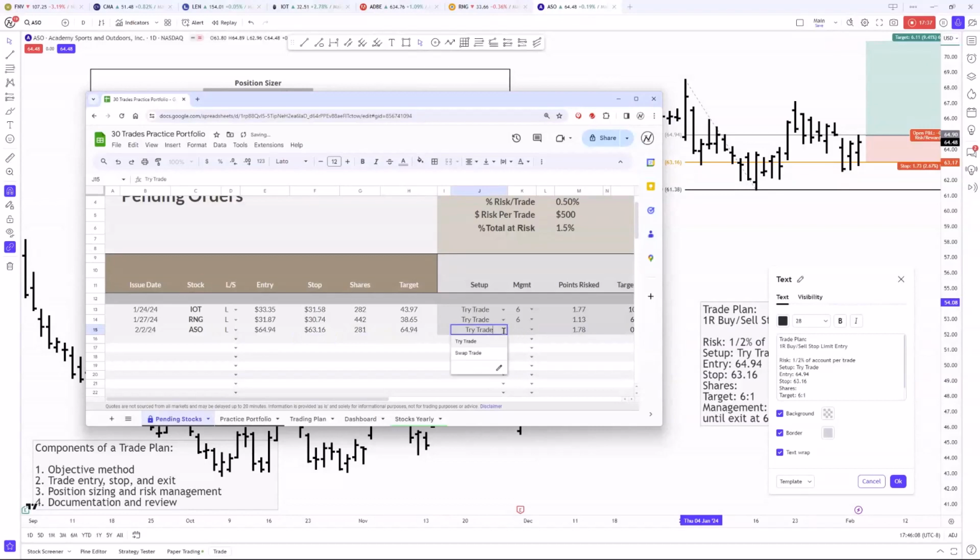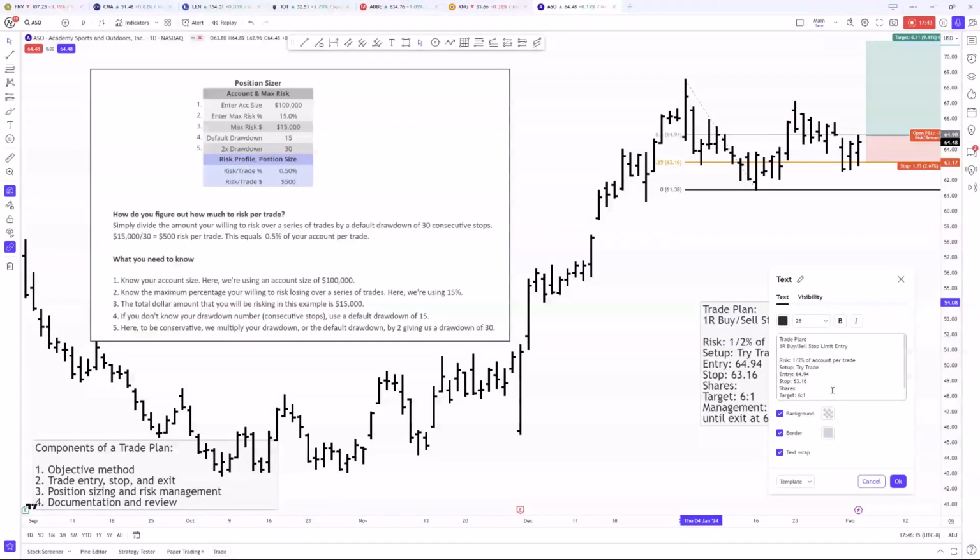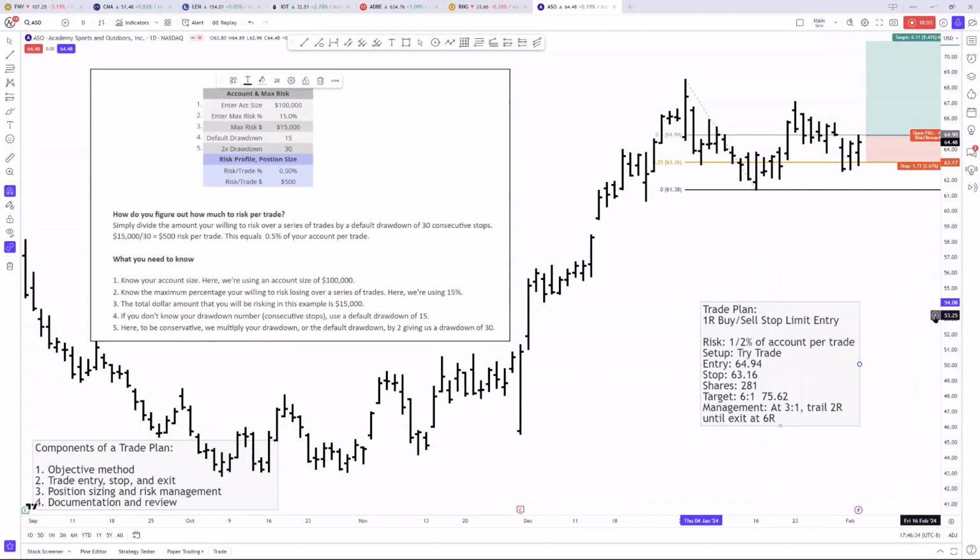And going for 6-1. Then I just finish filling out the share part here. It's going to be 281. And I'll put my actual target, since that's calculated as 6-1 for me. It's going to be 75.62. And then you can put any other notes you want about the trade, about your analysis, or whatever, when the earnings are.